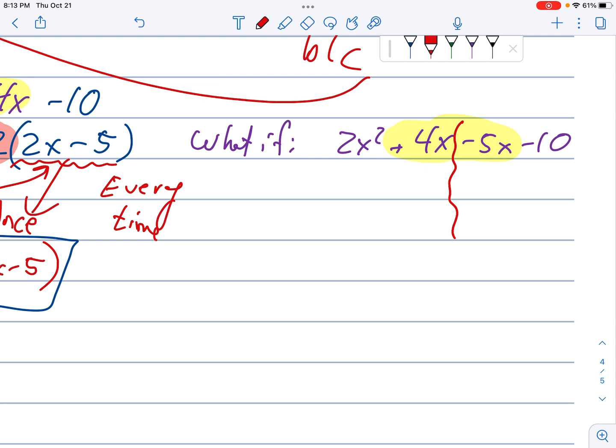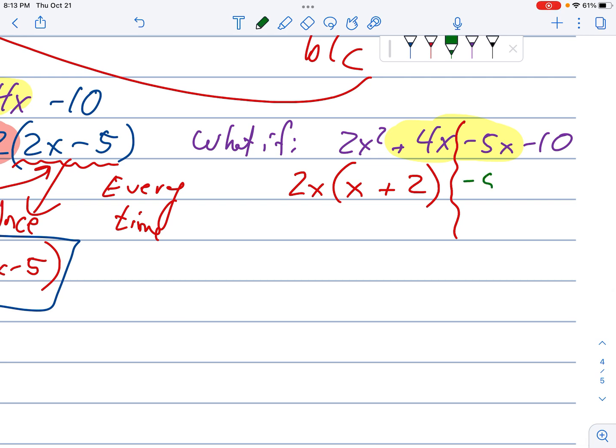What happens if I put the 4 first? I would get the same answer. GCF is now a 2x, because they both have a 2 and they both have an x. I'm left with x plus 2. Once I take a 2x out of here, I just have a single x. Once I take a 4x out of here, I just have a 2. And then over here, I take out a 5, and I have x plus 2. Take out a negative 5, because this is all negative stuff and I need it to be positive, I have an x and a positive 2.